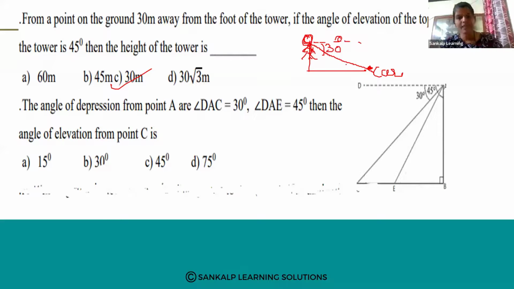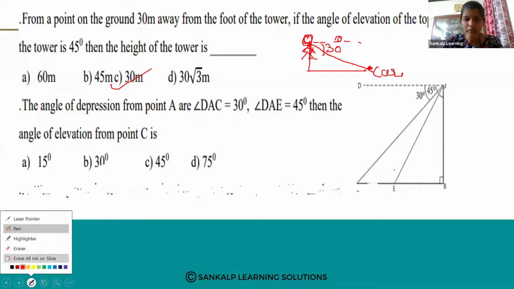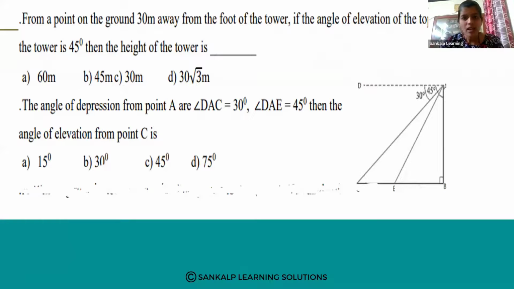So angle of elevation is when you look from below upwards, and angle of depression is when you look from above downwards. So this is the difference. In this case, they have given the angle of depression. So angle of depression at point A, DAC, is equal to 30 degrees.